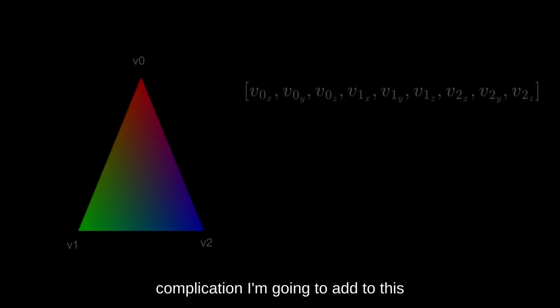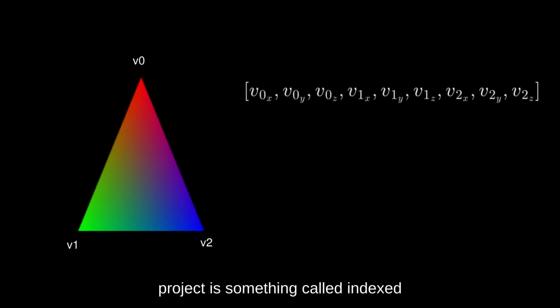Now, an additional complication I'm going to add to this project is something called indexed drawing. You can pass these vertices directly to the GPU and essentially say, okay, draw this triangle using these vertices in exactly the order I'm giving them to you in the array. Again, the order is what WebGL will use to determine that this triangle is front-facing and should be rendered. And this would honestly be the simplest thing to do in this project. But that's only because we're rendering a single triangle. And all other projects going forward are going to use a lot more than one triangle.